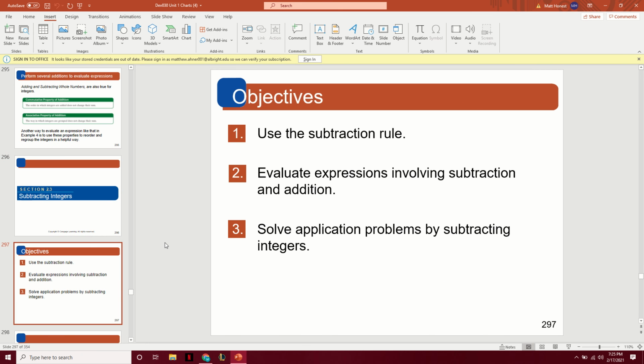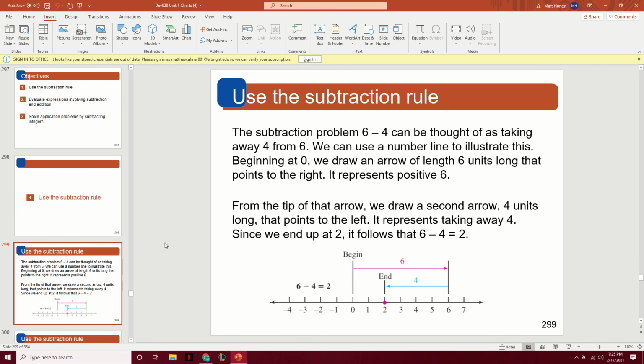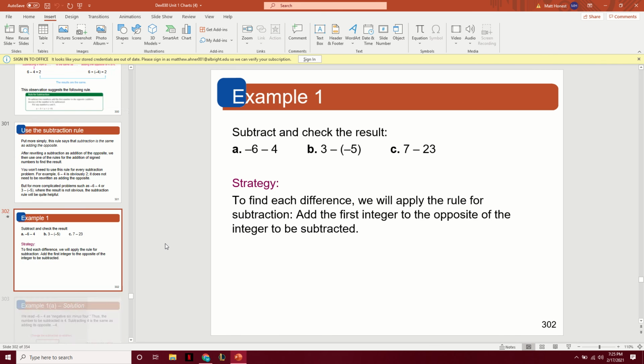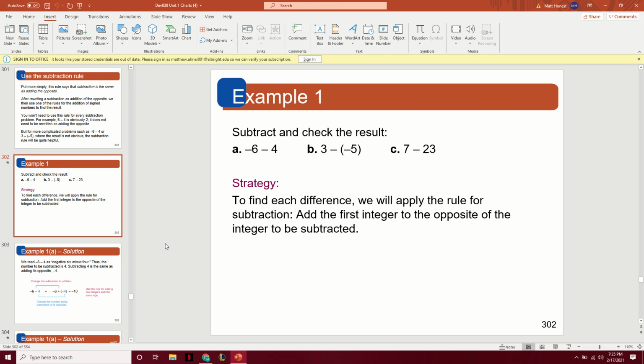For subtraction, we're not actually going to do any subtraction. Subtraction is kind of an illusion. We're never going to do subtraction. Instead of doing subtraction, we're going to change our minus signs to a plus sign, and we're going to write the opposite of a number.